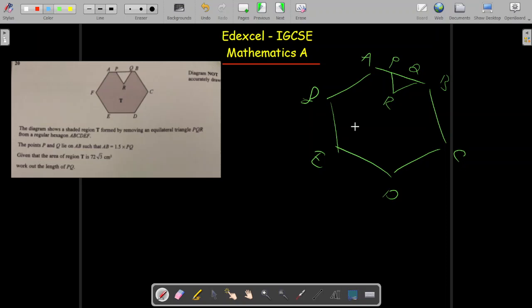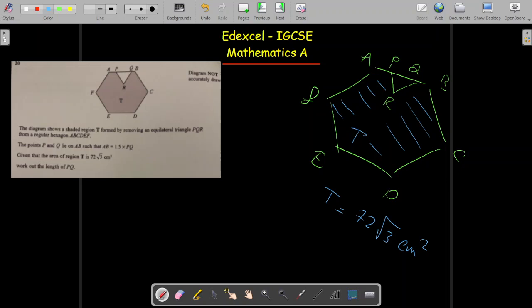T is actually the rest of the area. All of this area except for the triangle is referred to as T, and T is given as 72 square root of 3 centimeter square. It's saying that the shaded region is formed by removing an equilateral triangle. So what is the idea? Think of it as a cake, okay, and the triangle is a piece of cake that you're grabbing, so what is left is going to be the T, okay.